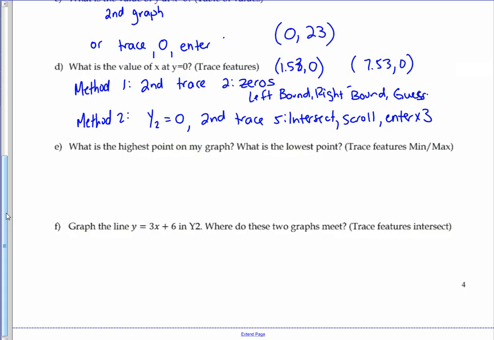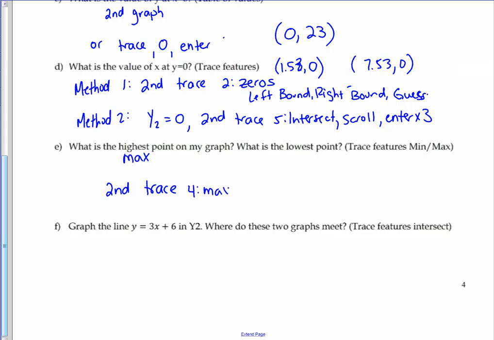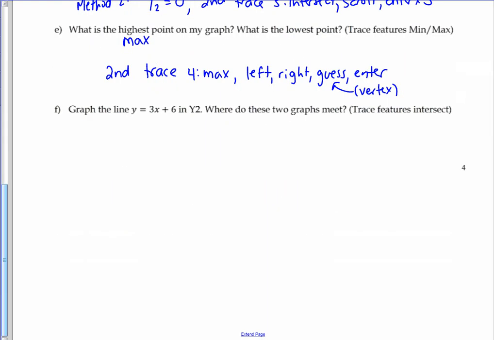Okay, so what is the highest point? That's the maximum. We find that going second trace. What number was max? 3 or 4? Then left bound, right bound, guess, enter. Yeah, in this case, it would be where your vertex is. The highest point. The guess is always what you're trying to find, like putting the cursor to where you want.